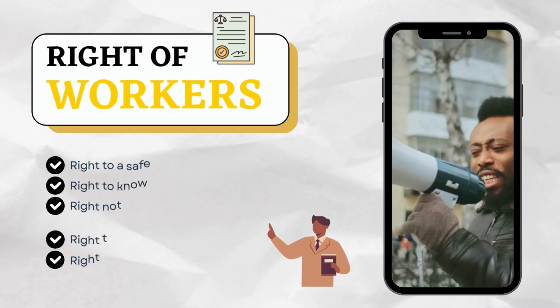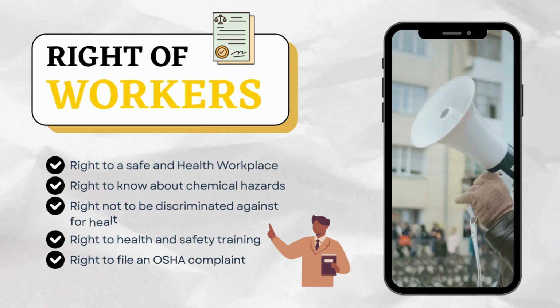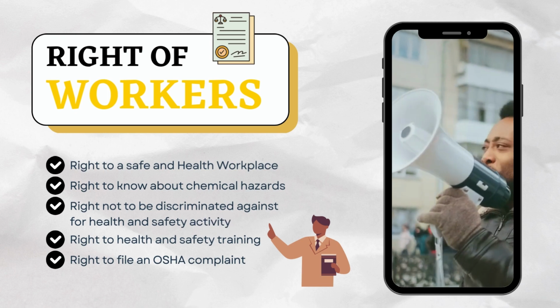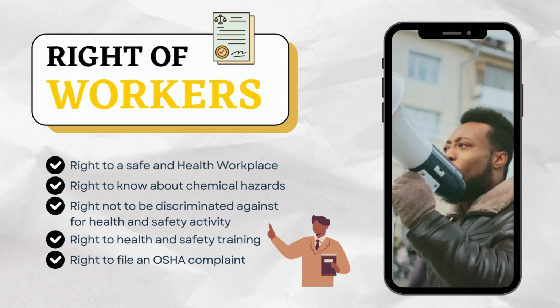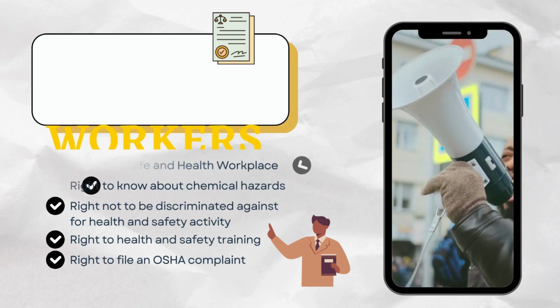Workers have several rights that are protected under OSHA. As an example, the workers have the right to health and safety training. The employer is required to provide training on safety and health hazards at the workplace. From this training, the workers can learn how to safely handle chemicals and procedures when using machinery.